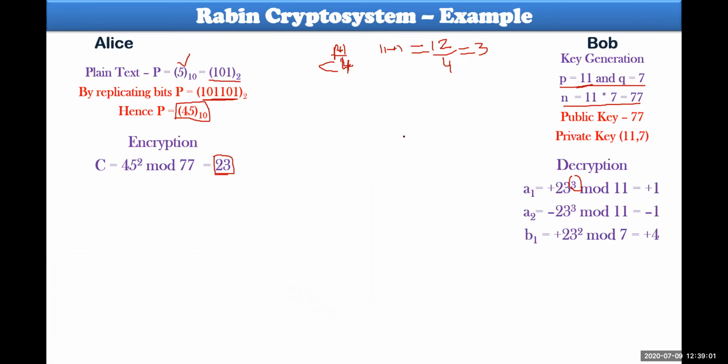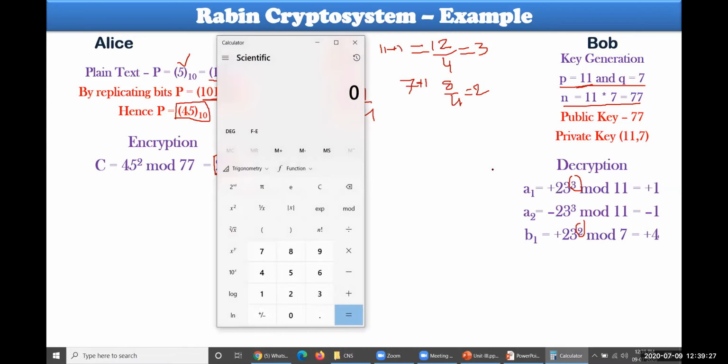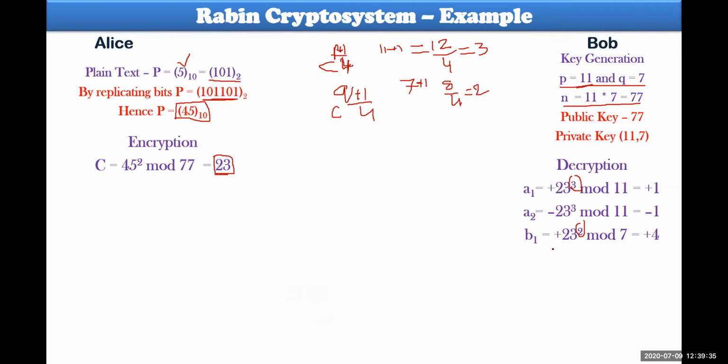And the second one is C to the power (Q plus 1) divided by 4, modular division of Q has been operated here. So 7 plus 1 is 8, divided by 4 will be equal to 2. That is why we have written square here. Let us examine 23 into 23, modular division of 7, which will be equal to 4. Yes, positive 4 and negative 4 have been prepared.